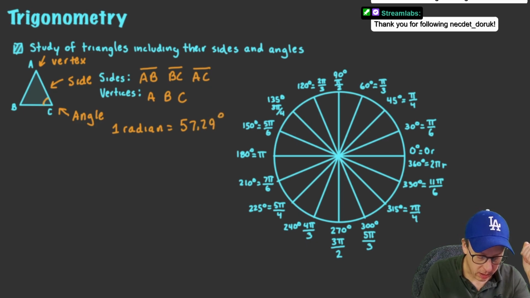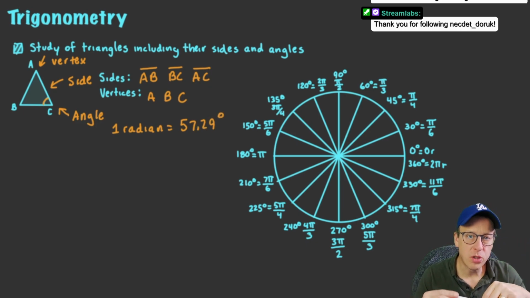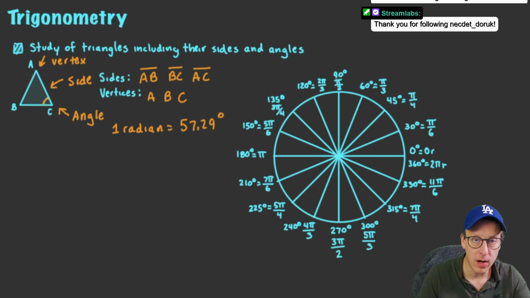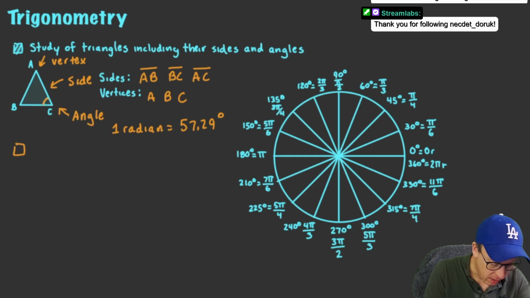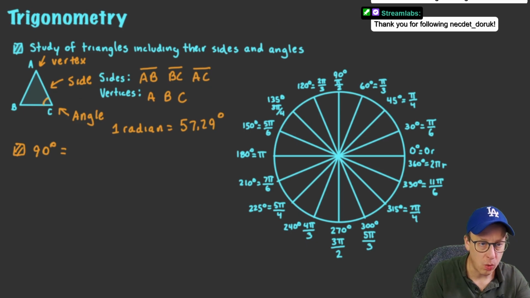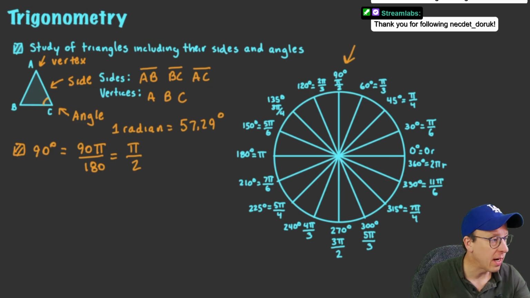And just for some technical jargon, 1 radian is approximately equal to 57.29 degrees. You're able to convert a degree into radians by multiplying it by pi over 180. So let's do an example here. Let's say that I have 90 degrees. How would I convert this into radians? Well, I just multiply it times pi over 180. So that's going to be equal to 90 pi over 180, which is equal to pi over 2. And you can see that the little diagram up there shows you that, yes, indeed, that is true.